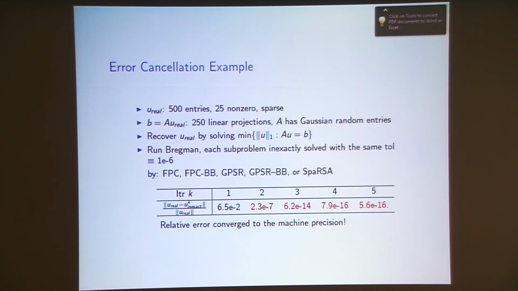After one Bregman step, inexactly solved, you're within 10 to the minus 7 of the right answer of the constrained problem. After 2 iterations of this inexact solve, you're at 10 to the minus 14. After 3 iterations, you're at 10 to the minus 16, machine accuracy. So even though the intermediate problems were solved terribly, the error is forgiven. Because of the L1 business.